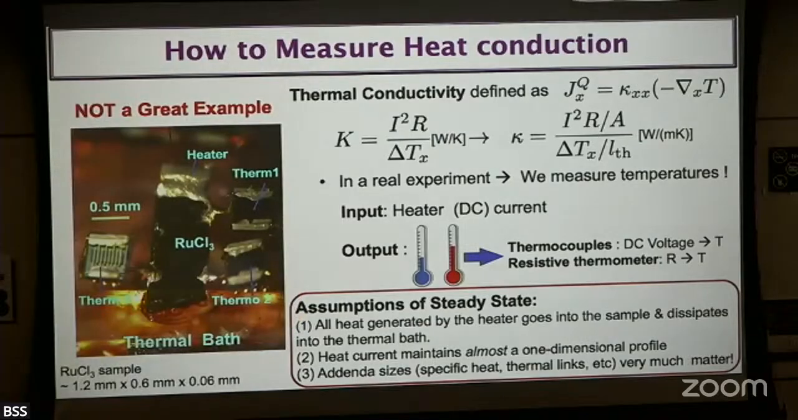So here's the real sample, okay? This is ruthenium trichloride. This sample is from a very old time, around 2015, 2016. So this is my sample. It's 1.2 millimeter lengthwise, the width is 0.6, and the thickness is 0.06. It's not a great example, I said, because we really tried hard to measure the thermal Hall effect. This is before that big thermal Hall effect result, so we were trying to see what was happening.